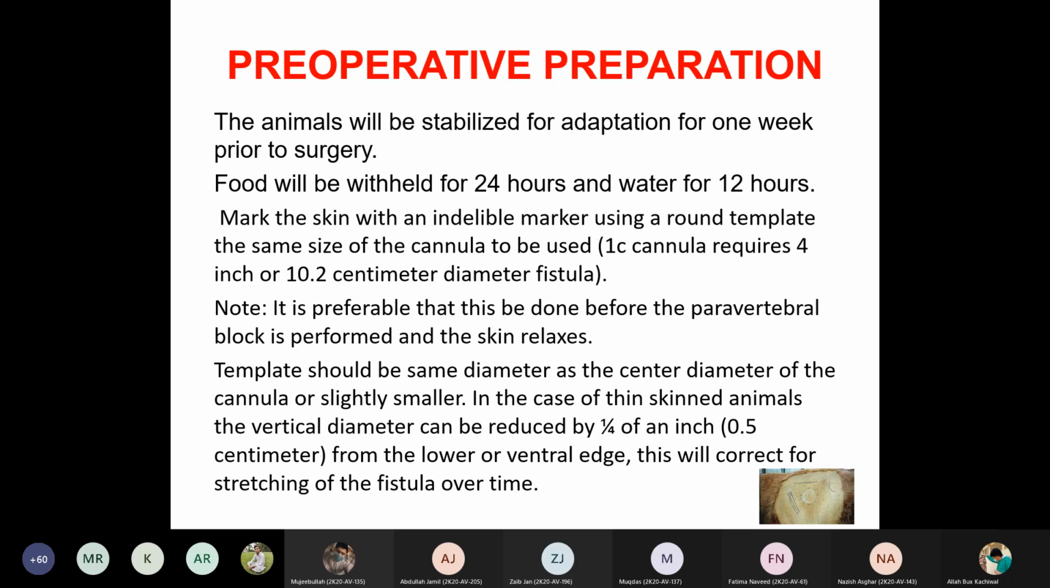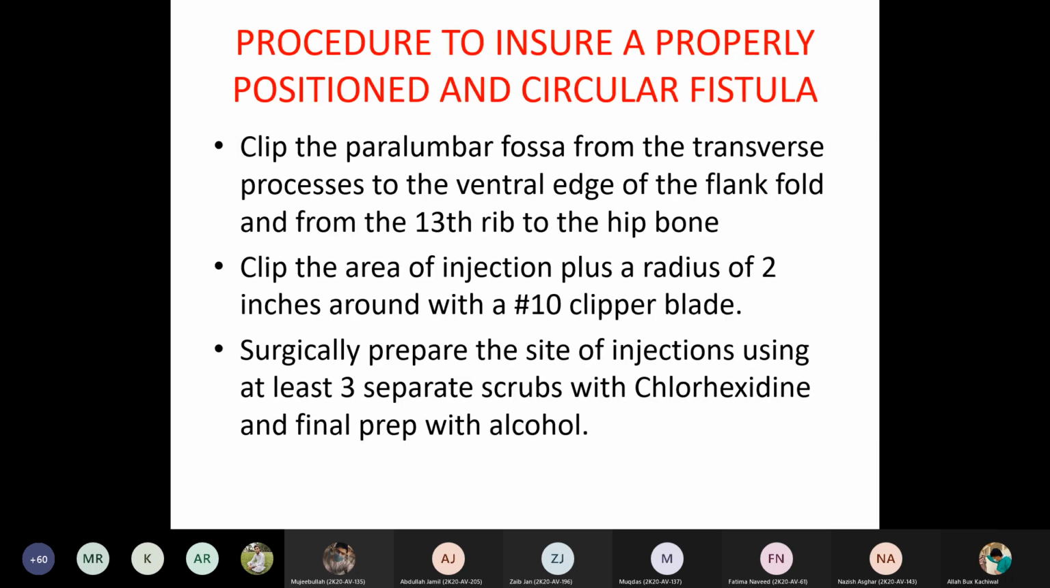The template should be the same diameter as the center diameter of the cannula or slightly smaller. In case of thin-skinned animals, the vertical diameter can be reduced by 1/4 of an inch or 0.5 centimeters from the lower or ventral edge. This will correct for the stretching of the fistula over time. So this requires that the hole be made smaller than the cannula. The outer diameter of the cannula and the fistula should be adjusted with the incision being made in the rumen as well as in the skin. This is the procedure to ensure a properly positioned and circular fistula.